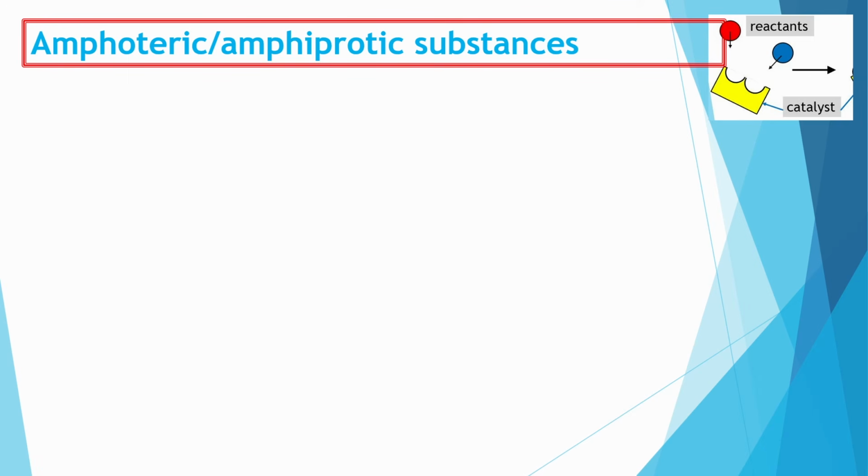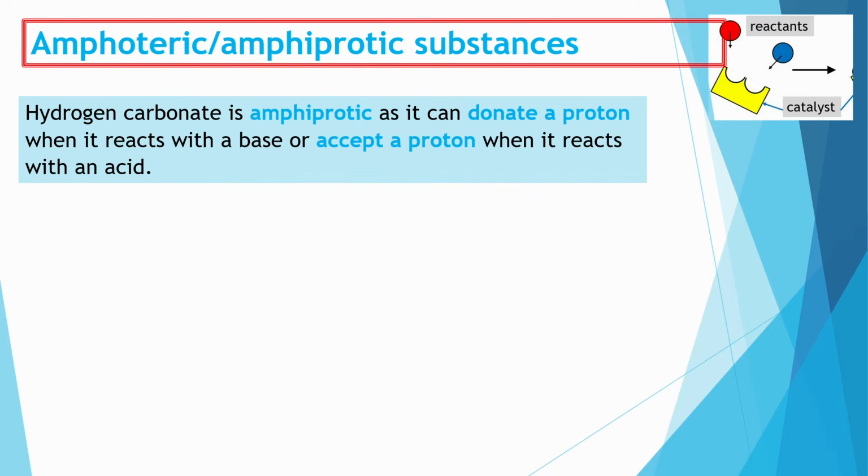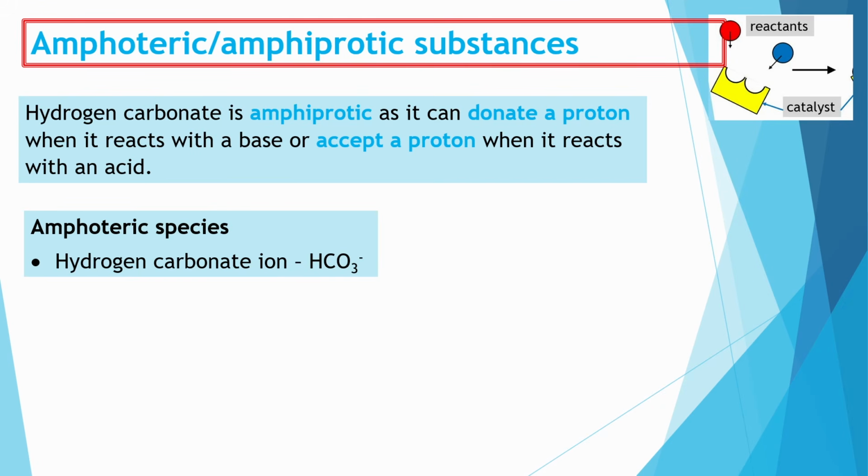Okay, last thing I want to talk about here is the words amphiprotic and amphoteric. Amphoteric means something that will react both as an acid or a base, or react with an acid and a base. Amphiprotic means it can either donate a proton or accept a proton. At this level, they're kind of both accepted. There is a slight distinction between the two, but we don't need to worry too much about that. So hydrogen carbonate is amphiprotic, as it can donate a proton when it reacts with a base and accept a proton when it reacts with an acid.